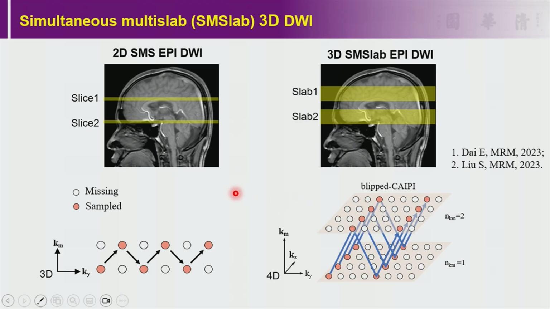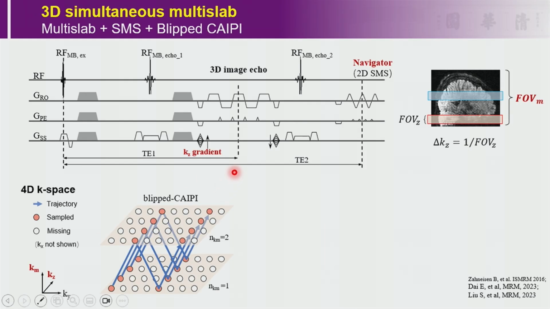previously we have developed this simultaneous multislab 3D DWI. So just like 2D imaging, we can image multiple slabs simultaneously. We call this SMSlab, all right? For the signal description, we use a 4D k-space, just like 2D imaging here. Here's the basic sequence.